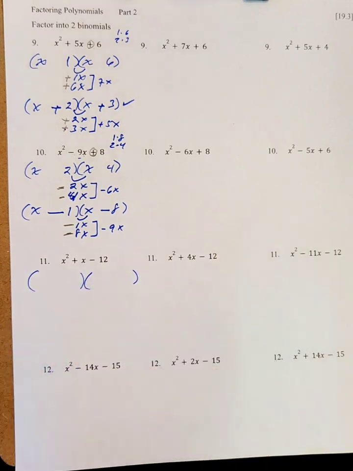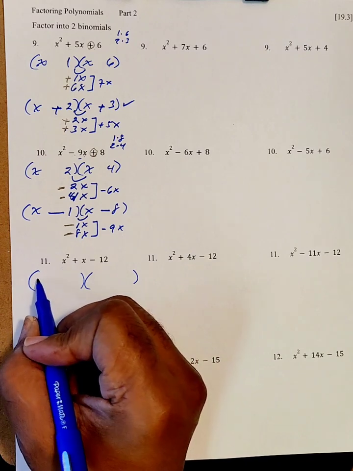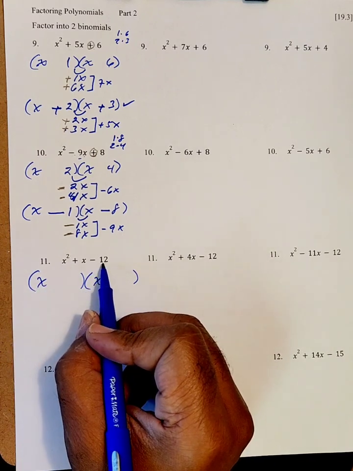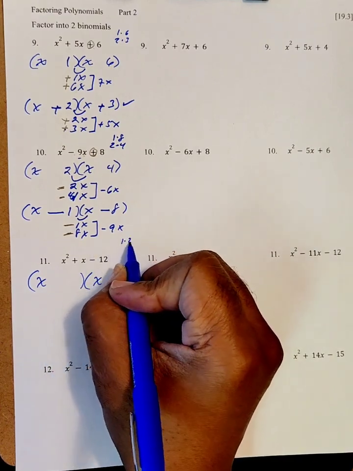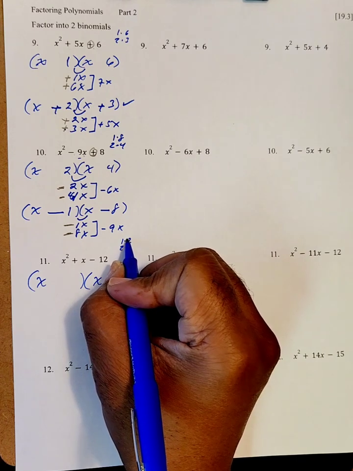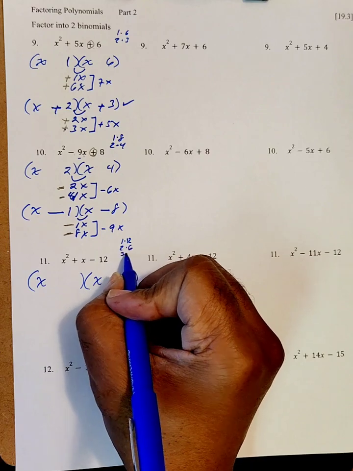Okay. Next trinomial. We have x squared, so we have x times x, and we have a negative 12. 12, we have lots of choices. We have 1 times 12, my fault. We have 2 times 6, we have 3 times 4.